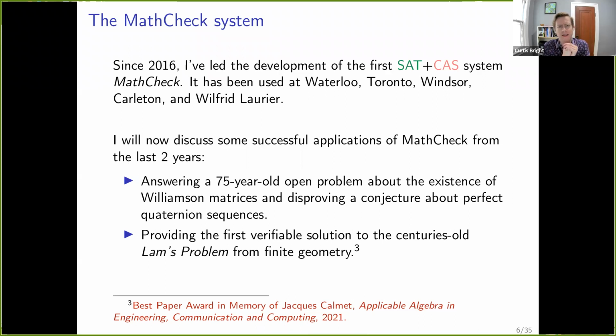I started in 2016 as the lead developer of this system called MathCheck. And the claim to fame is the very first system that took the wisdom of both the fields. We hooked up a SAT solver to a computer algebra system.